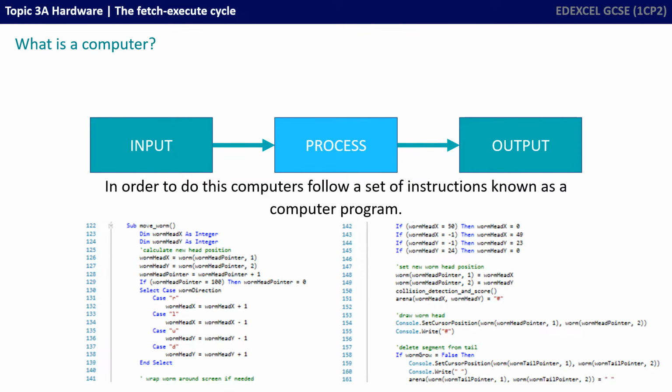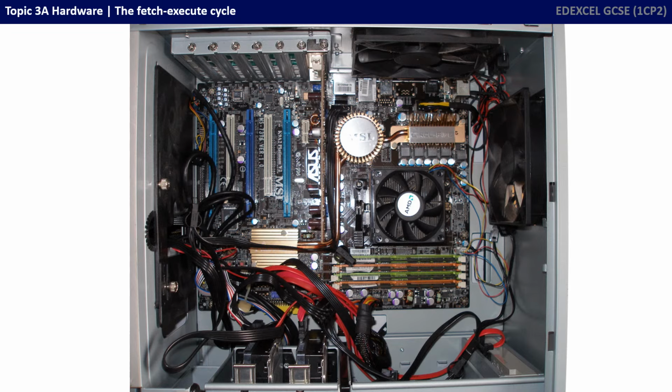To process data, a computer follows a set of instructions, known as a computer program. If we take the lid off a typical desktop computer, we can identify two critical components: the memory, that stores the program, and the central processing unit, or processor, which is under this large fan and carries out the instructions.